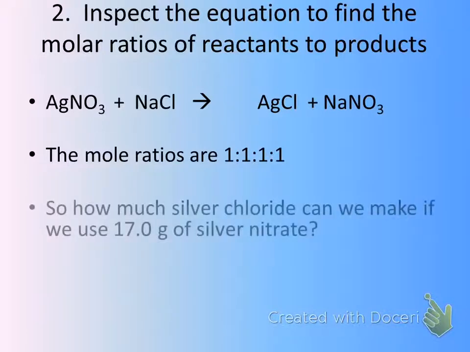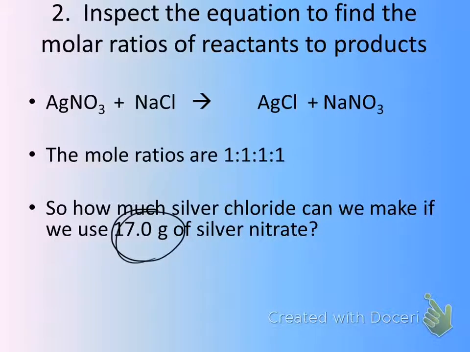So this reaction tells us for every 1 mole of silver nitrate, we get 1 mole of silver chloride, but we're not given moles, we're given grams. So that means we have to do a conversion. We have to get out of grams of silver nitrate and we have to get into moles of silver nitrate in order to use this recipe.